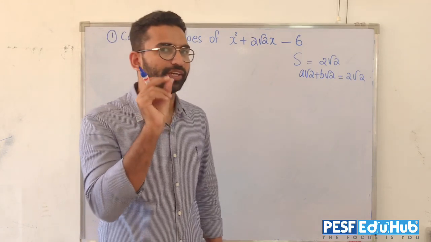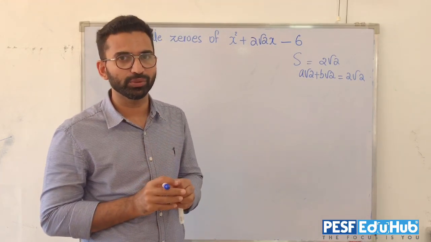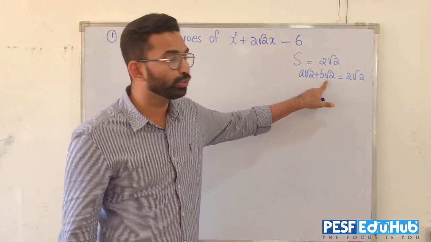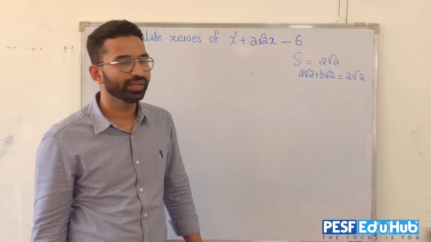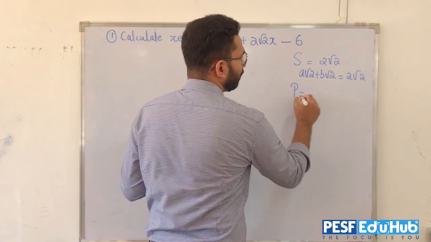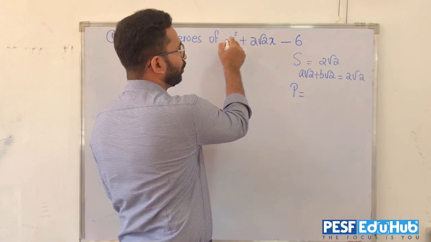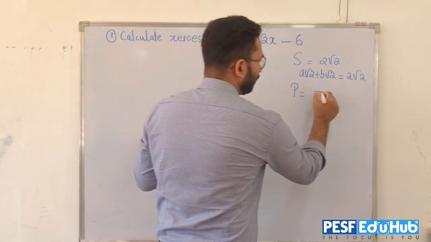Normally we were calculating two numbers a and b. Here also a and b you have to calculate. The thing is that a root 2 and b root 2 are the numbers you wanted to write. So this is the sum, and what will be the product? Product equal to coefficient of x square, which is 1 here. This is 6, so 1 into minus 6, the answer will be minus 6.